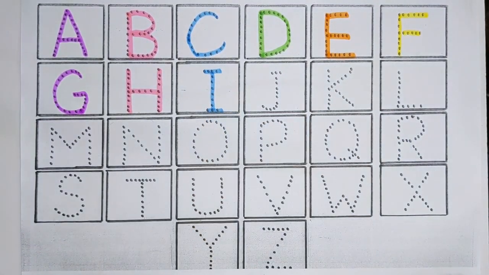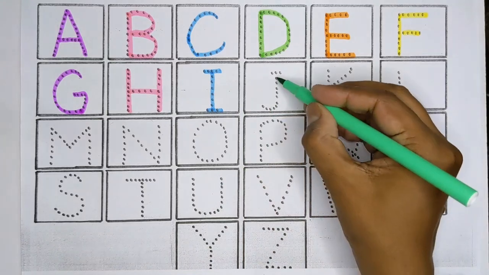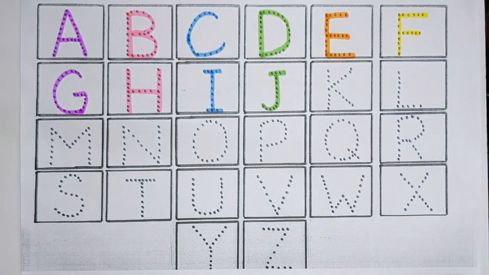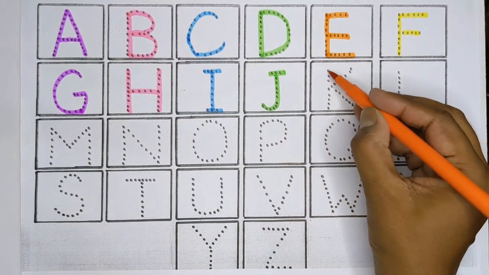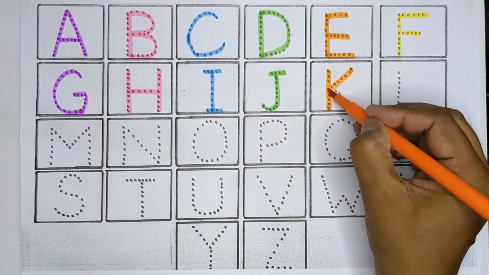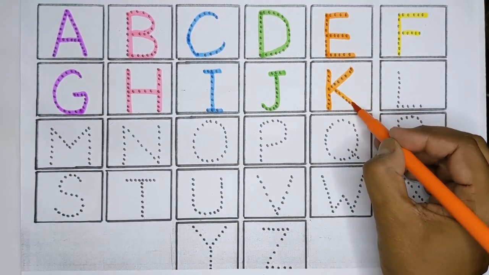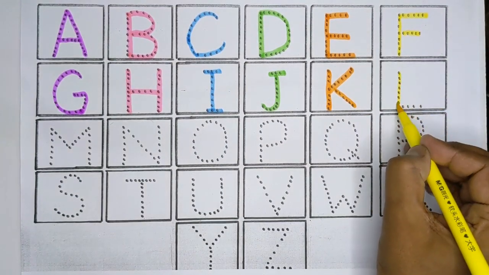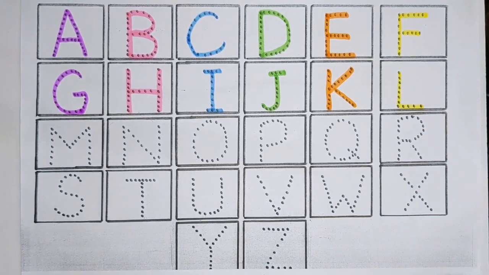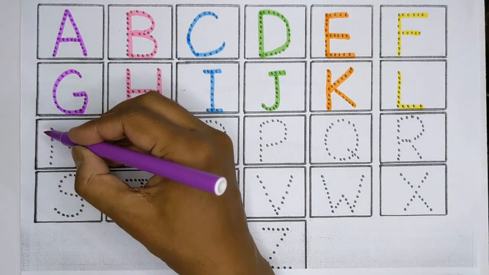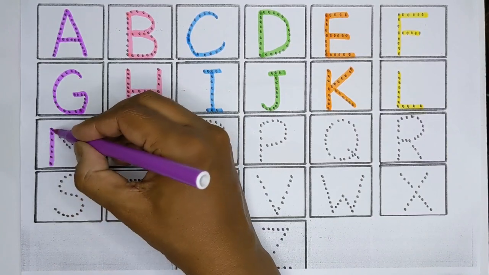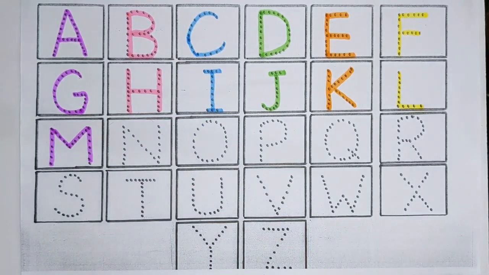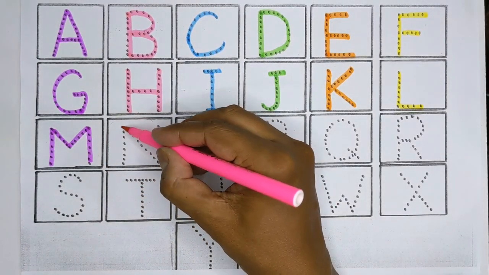I for iron, light purple color. J for juice, orange color. K for kite, yellow color. L for lemon, purple color. M for motor, pink color.